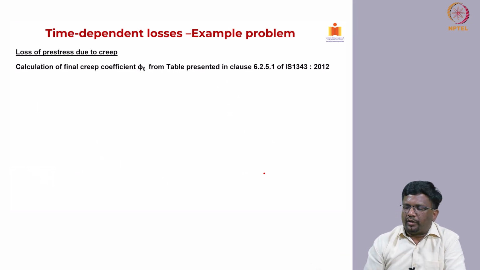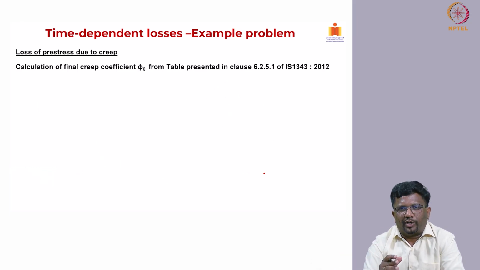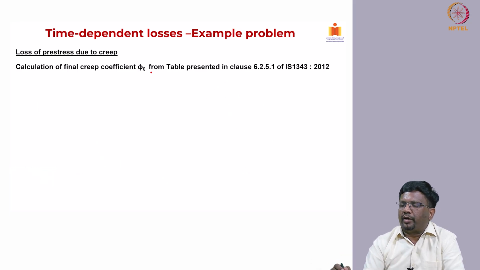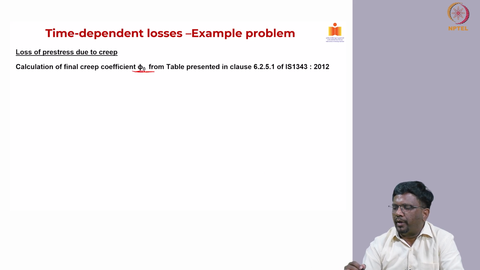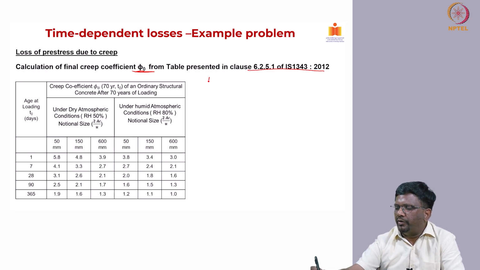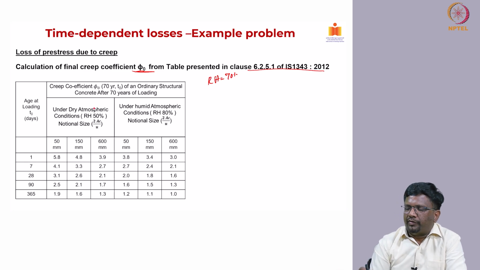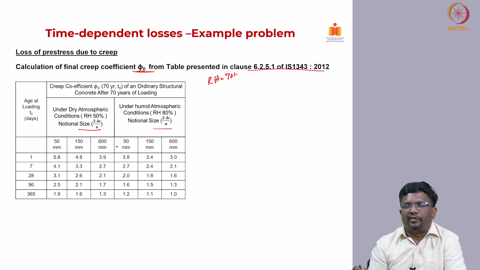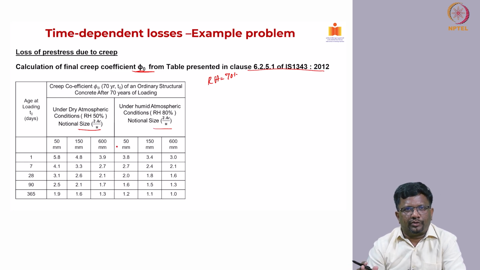Now let us look at how to calculate your creep loss. First we need to calculate the creep coefficient phi naught, that is given in 6.2.5.1 in the IS 1343. Now we have RH value that is given as 70%, but the code is giving you a table. This is a simplified quick calculation that we are doing for 50% and 80%. So for 70% you need to do the interpolation. So let us see now how do we do the interpolation.